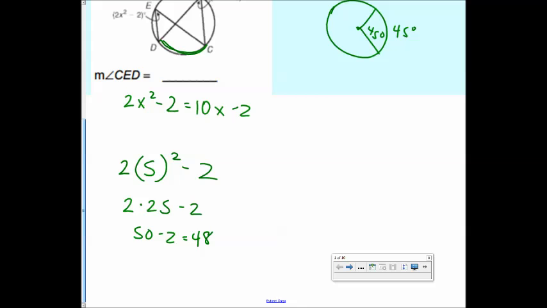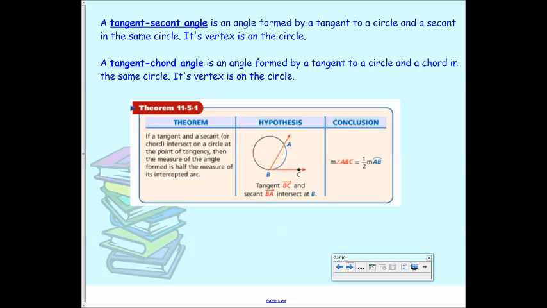If you plugged it into this one, that would also give you 48. 10 times 5 is 50. 50 minus 2 is 48. So either one is going to give you 48. It doesn't matter which one you plug it into because they have to be equal to each other. Okay, so like I said, we're going to talk about three different relationships: tangent secant angles and tangent chord angles, and then relationships made by either two chords or two tangents.